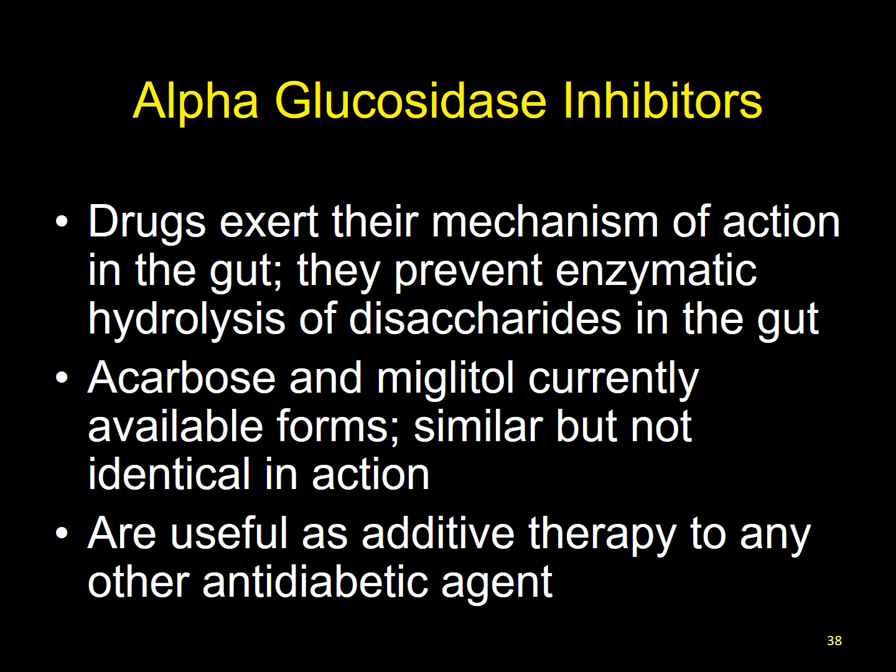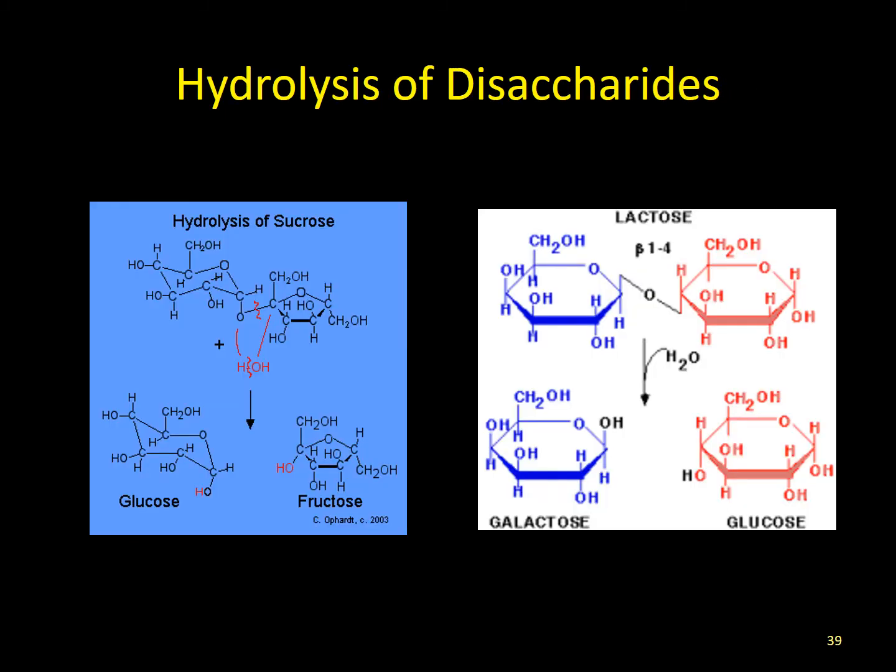Remember, you eat complex sugars or disaccharides, and then alpha-glucosidases break them down into fructose and glucose so that you can absorb it. So logically, alpha-glucosidase inhibitors are going to block that. These are useful as an additive therapy. They're not huge in terms of their impact. You're not going to get gigantic reductions in blood sugar with an alpha-glucosidase inhibitor because all these do is decrease the amount of sugar you absorb.